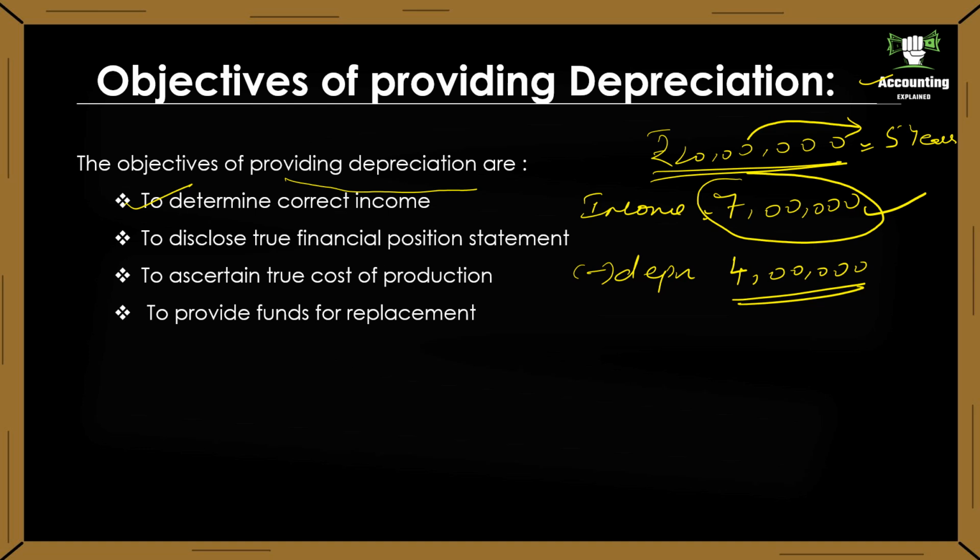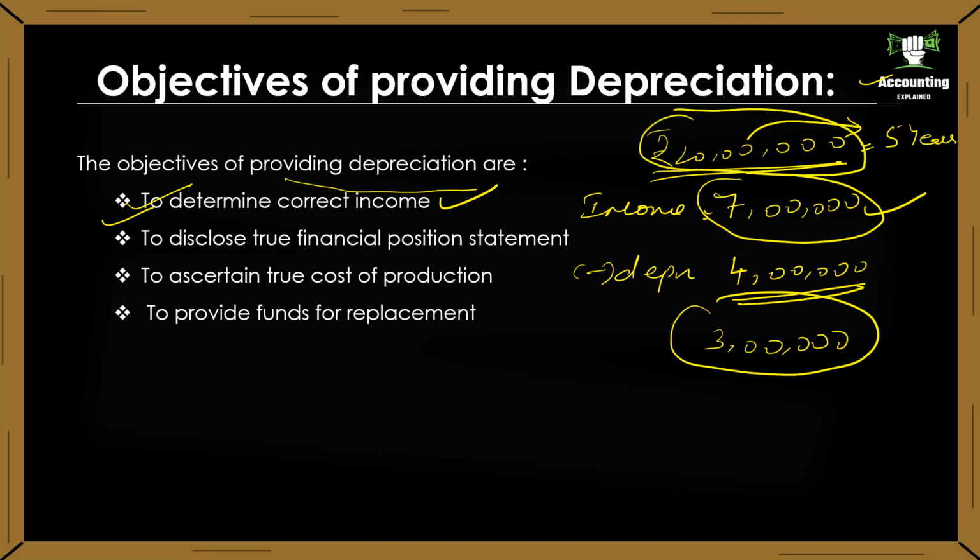The correct income is rupees 3 lakhs. So depreciation helps us to determine the correct income, to disclose the true financial statement. It's like showing the car's current value, not just the rupees 20 lakhs paid.